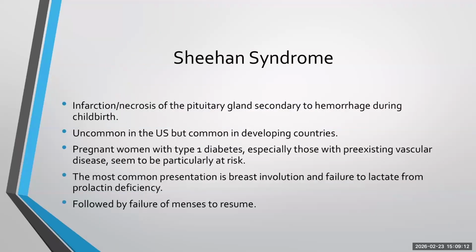The last one we're talking about is this Sheehan syndrome. The key thing here is childbirth. So infarction or necrosis of the pituitary gland due to hemorrhage during childbirth. Very uncommon in the United States, but it's common in developing countries. Common in pregnant women with type 1 diabetes with pre-existing vascular disease are high risk.